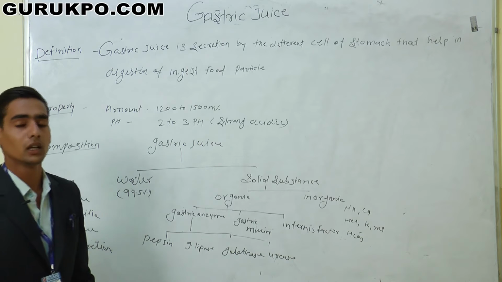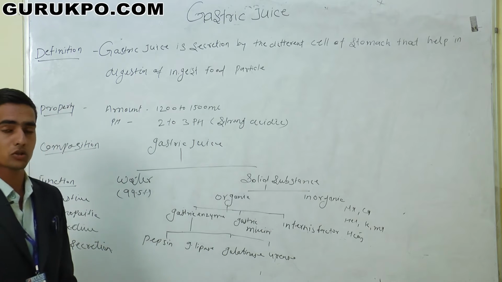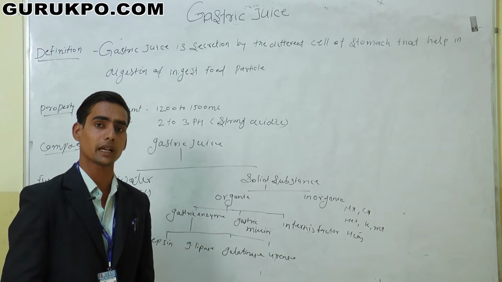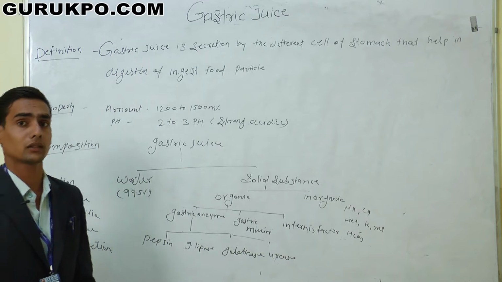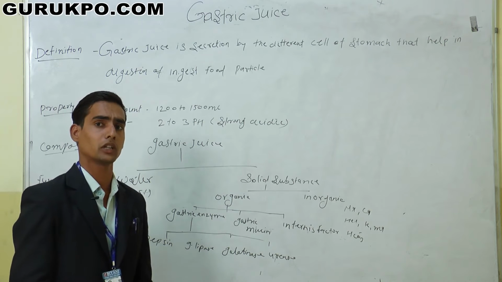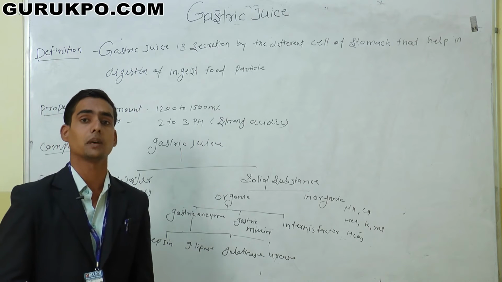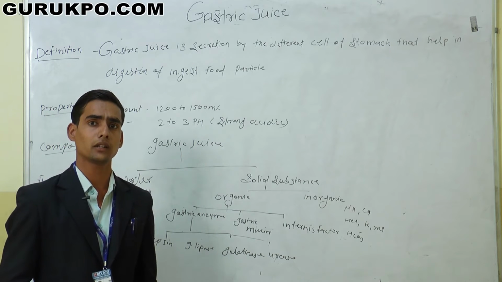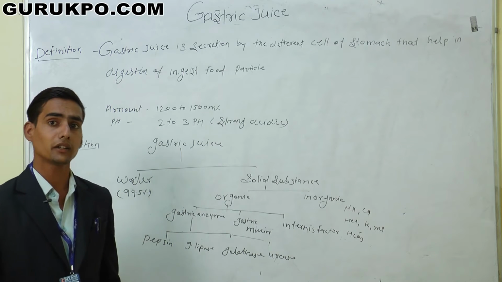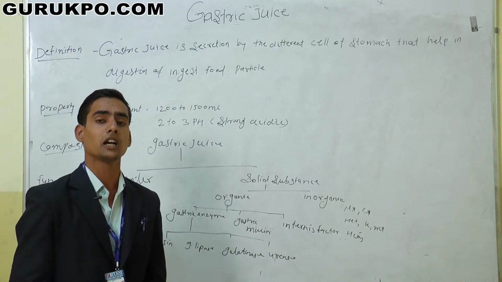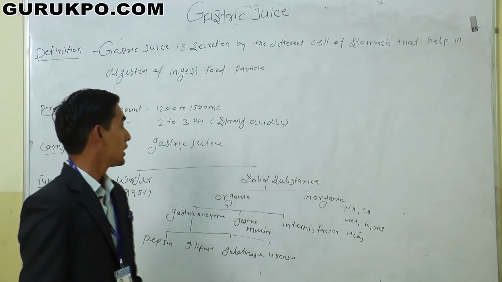The fundus only holds gases, and the body is an important part of the stomach that is responsible for the secretion of gastric juice. The pylorus is responsible for releasing the food particles stored in the stomach into the duodenum. Gastric juice is secreted by the stomach by different cells, and it helps in the digestion of different particles.